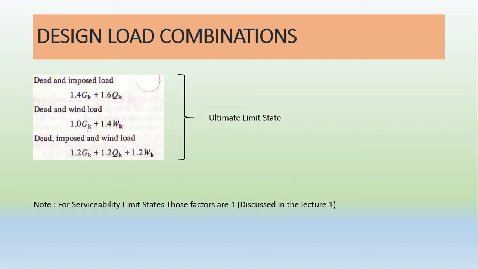And also when we combine wind, imposed and dead loads, the multiplying factor is 1.2, so those loads may be slightly different. All these cases we have to consider when we are designing. You can learn this in future lectures.